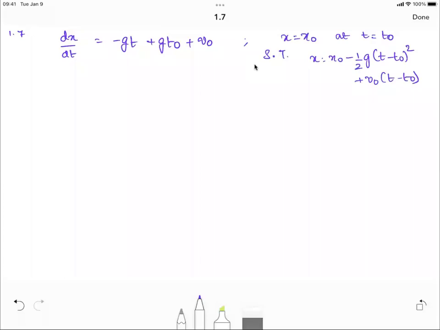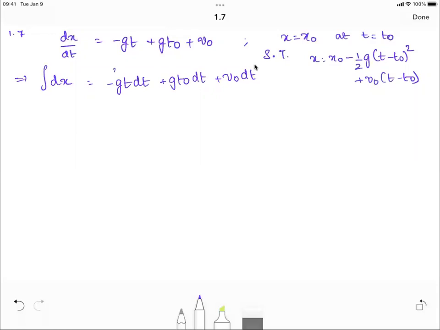This problem has nothing to do with chemistry. Honestly, it is just a mathematical problem, and let's get started with it. So I can write this equation as dx equals negative gt dt plus g t0 dt plus v0 dt. And now I can integrate this.